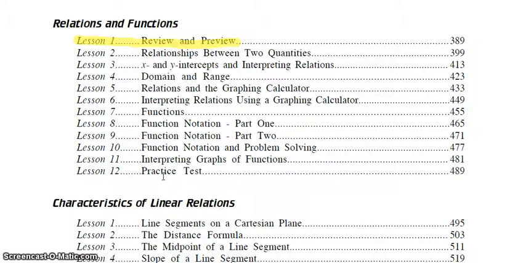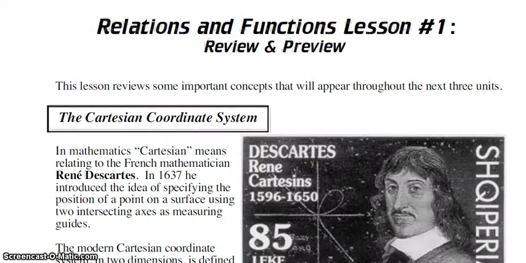Okay, so we're doing flipped classroom, we're doing lesson 1 today. So let's turn to page 389. This is lesson 1 on unit 7. This lesson reviews some important concepts that will appear throughout the next 3 units. Once again, this unit just gets you ready for what's coming up.